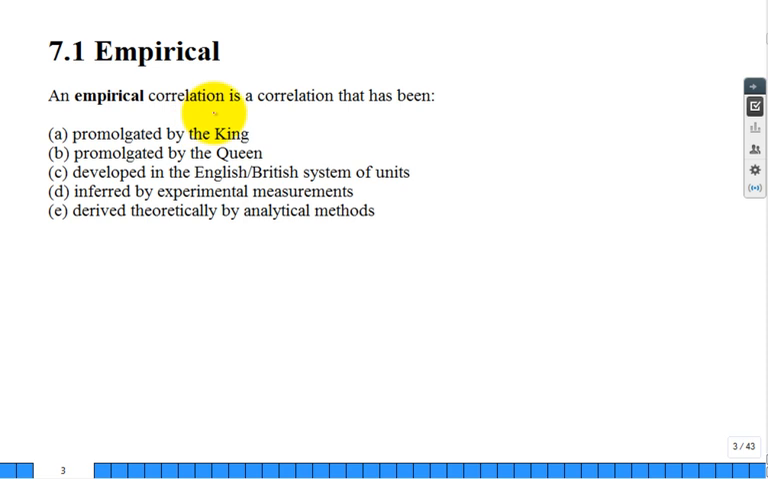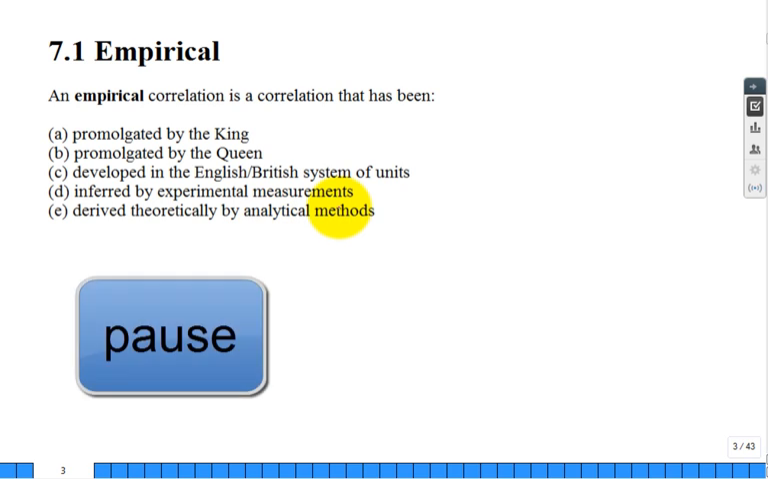Empirical. An empirical correlation is a correlation that has been either promulgated by the king, promulgated by the queen, developed in the English-British system of units, inferred by experimental measurements, or derived theoretically by analytical methods. What does this empirical correlation mean?